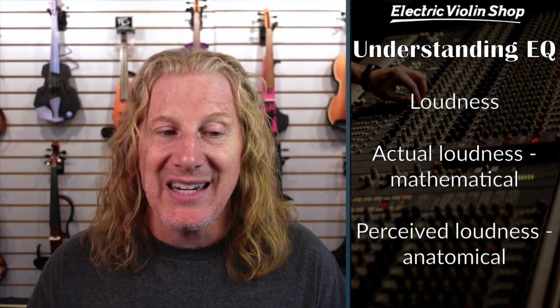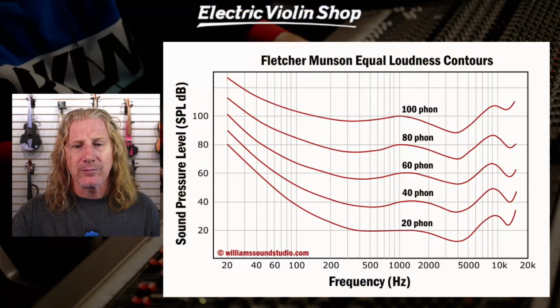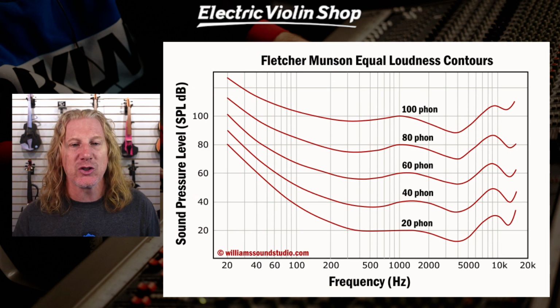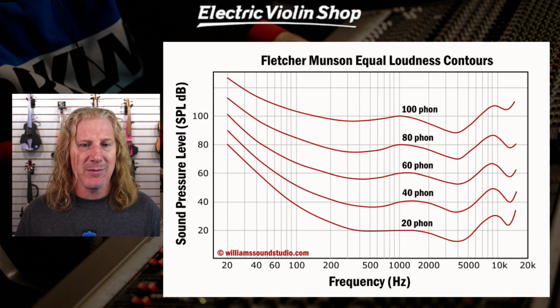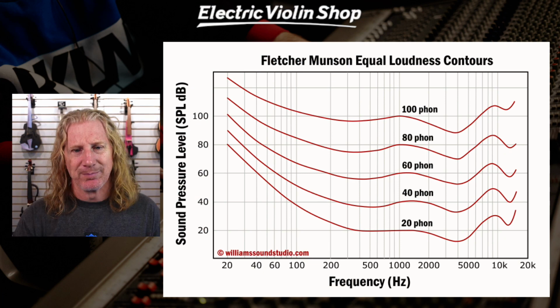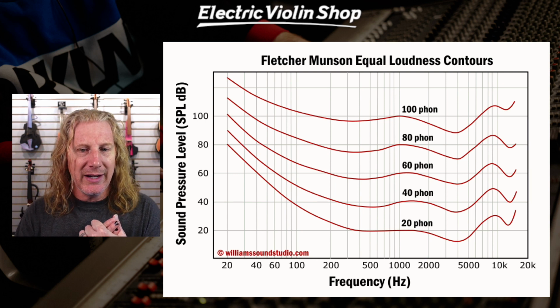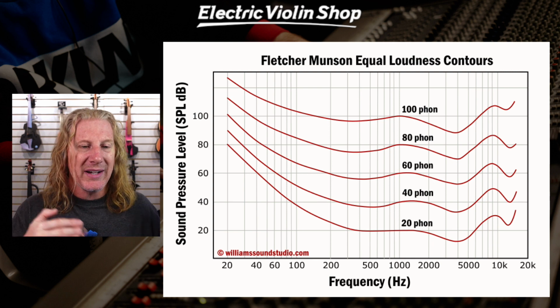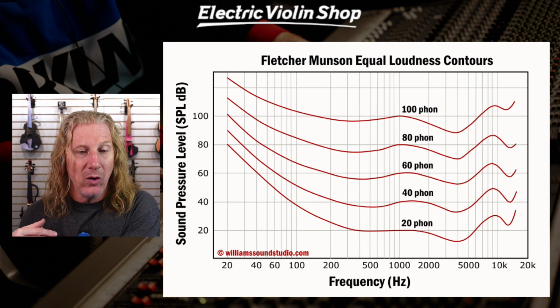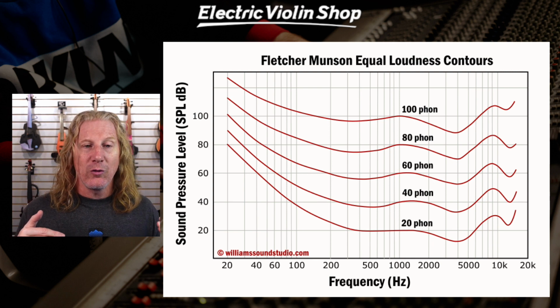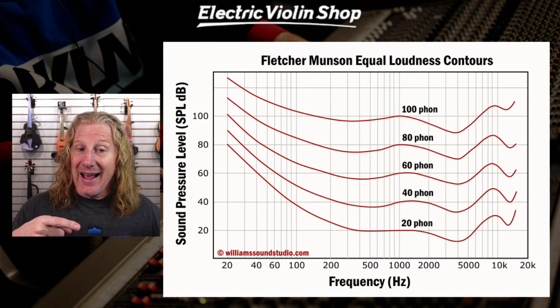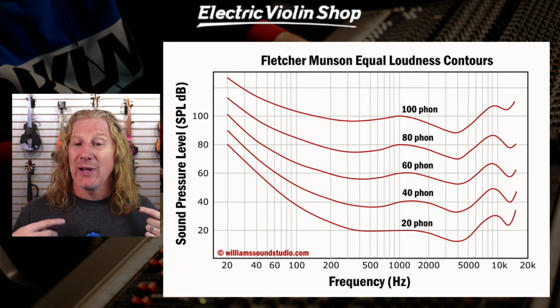And then perceived loudness is anatomical. There is a thing called the Fletcher-Munson curves, and it was named after two scientists. I bet you can't guess their names. So they came up with the idea that human hearing is not flat. We don't hear all frequencies equally well, and that is also a function of loudness.